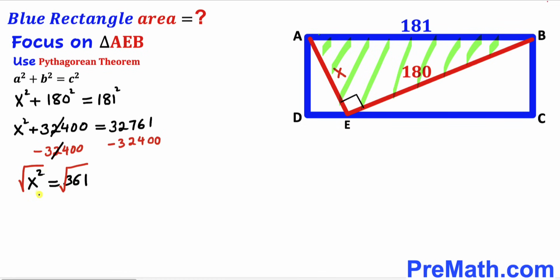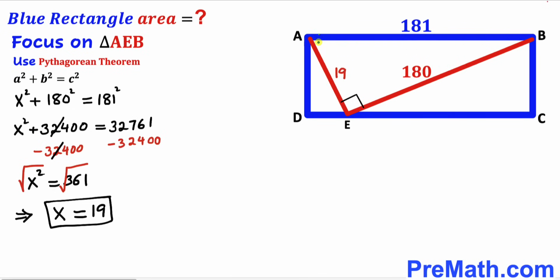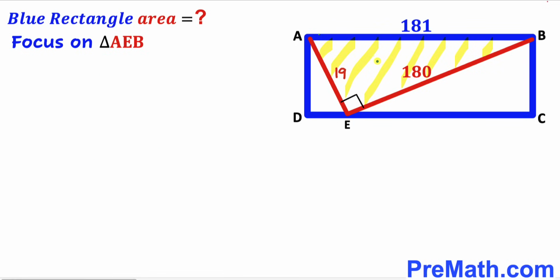So our x value turns out to be simply 19 units. Thus our x value is 19 units. In other words, this segment AE has length 19. Now let's focus once again on this right triangle AEB, and we are going to find the area of this right triangle AEB.